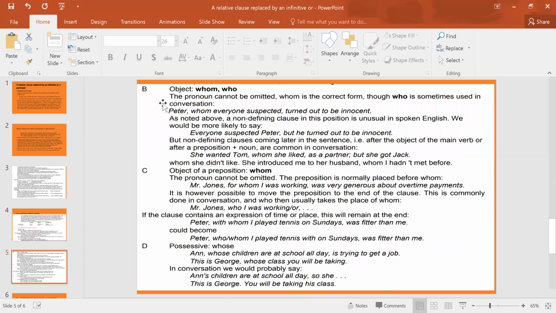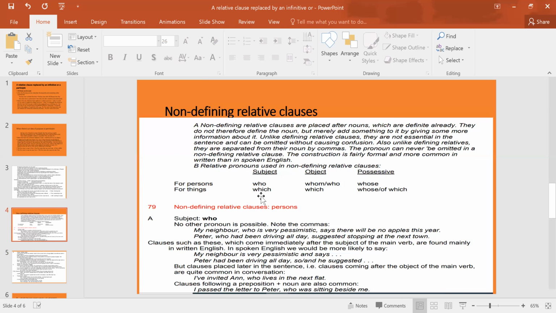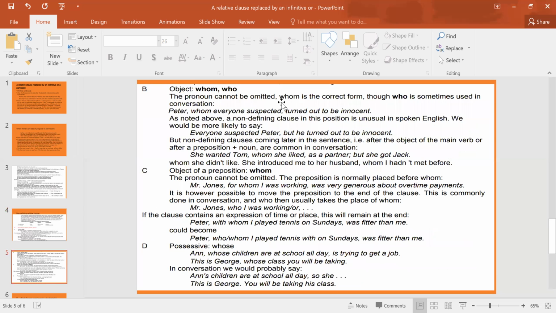In the next slide, we are continuing our discussion about non-defining relative clauses. Use number B, object whom or who. First of all, we have discussed subject who for persons, and now we will discuss whom or who as objects for persons. All right. The pronouns cannot be omitted. Of course, we do not omit pronouns in such clauses.